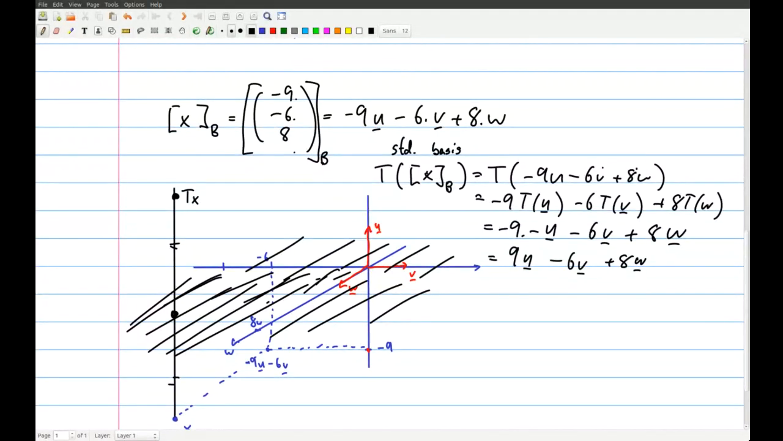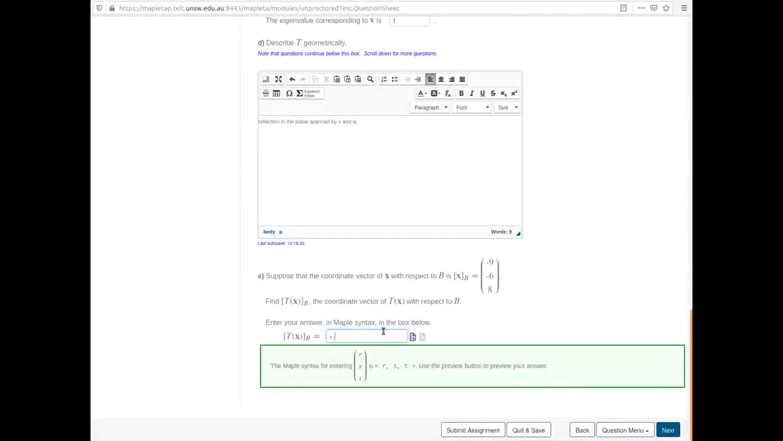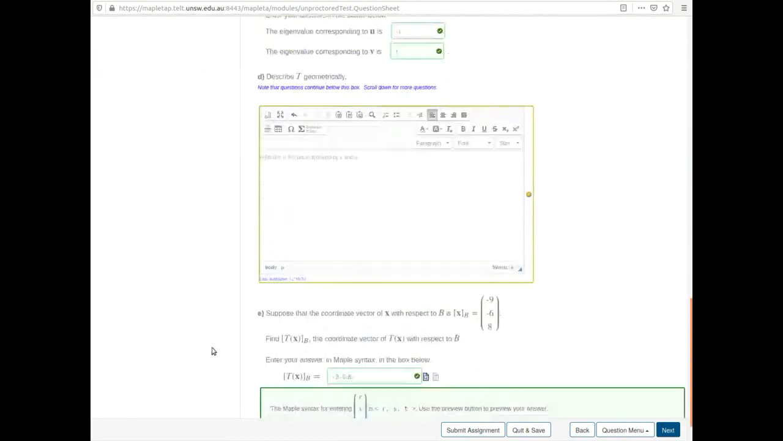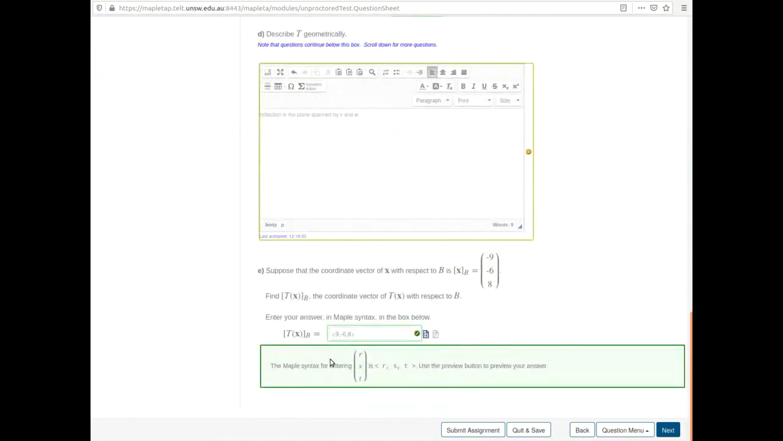This works so nicely because we're using the happy basis B, the B that makes the transformation T particularly simple. So in this case, oh, sorry, you can't see what I'm doing. In this case, all that the matrix is doing is flipping the -9 to +9, and the -6 and the 8 stay the same. If I do the little check thingy, I hope I'm right. Yay. That's what it's doing.